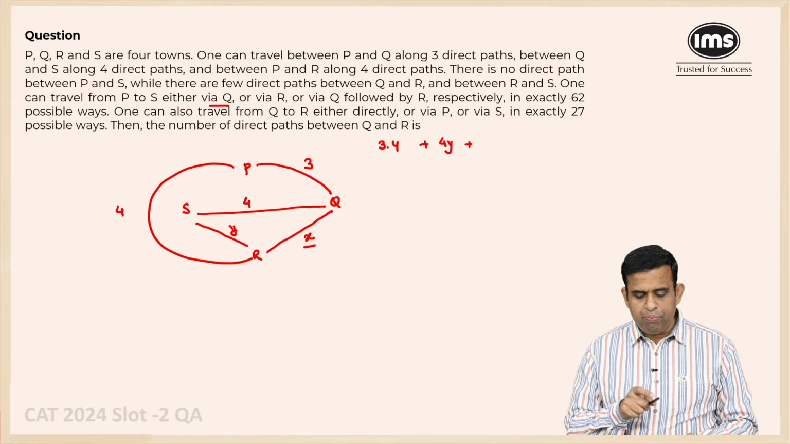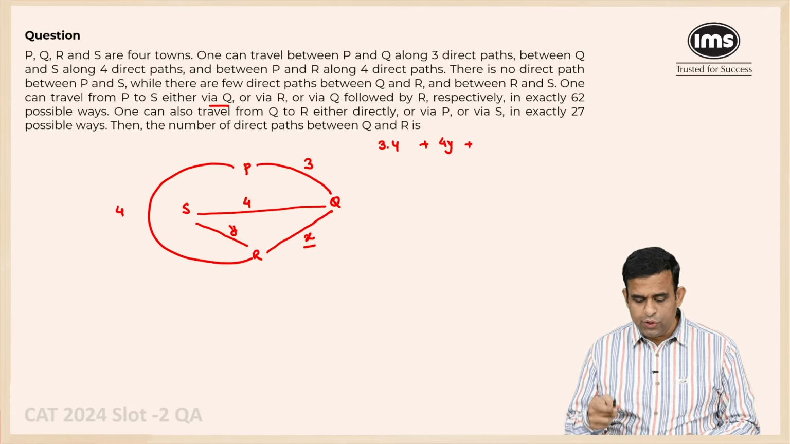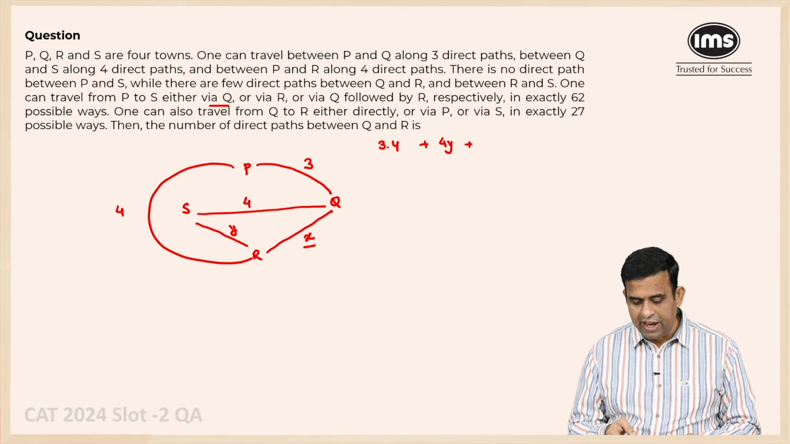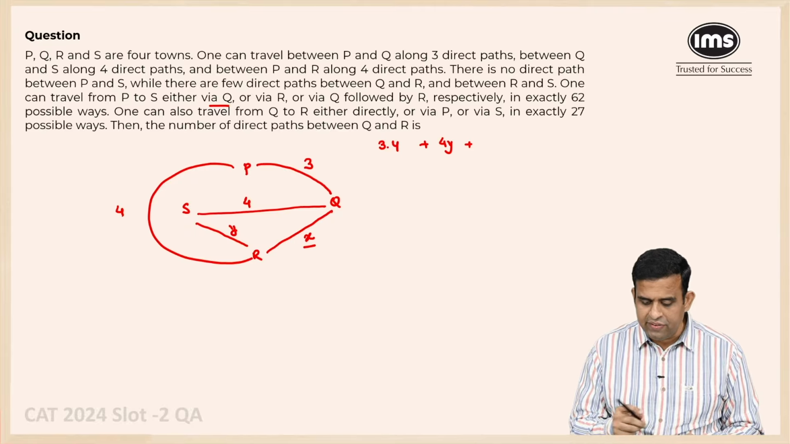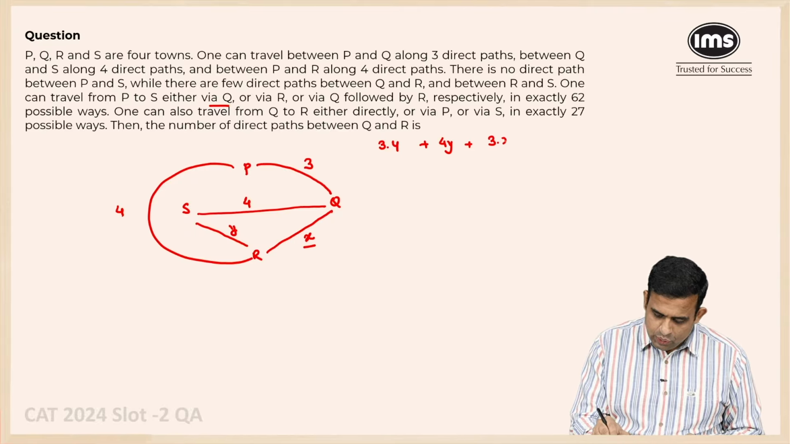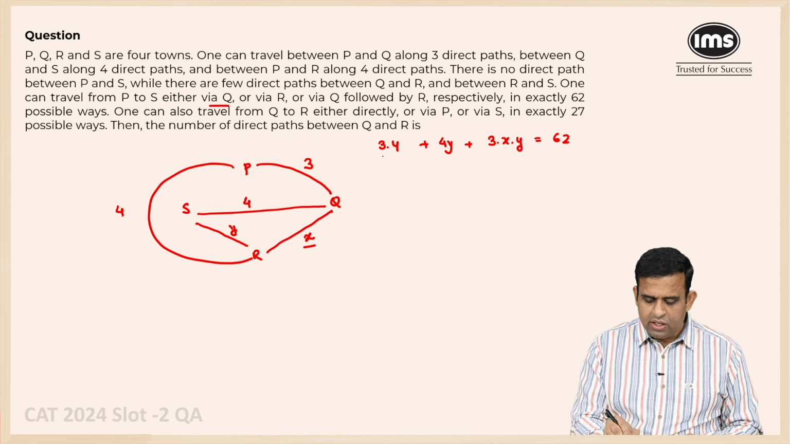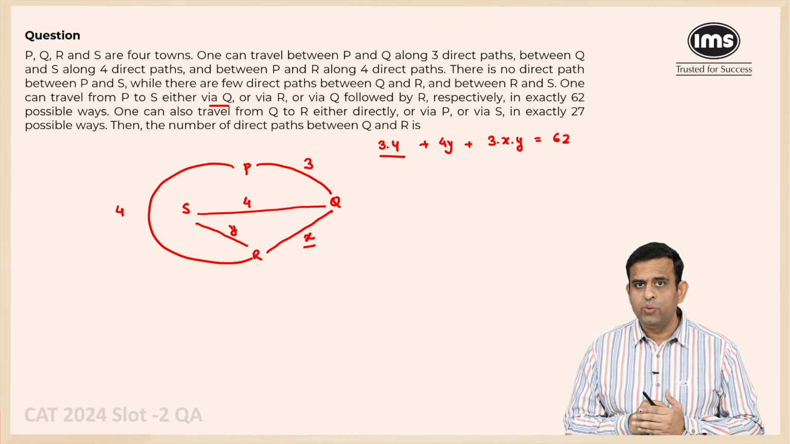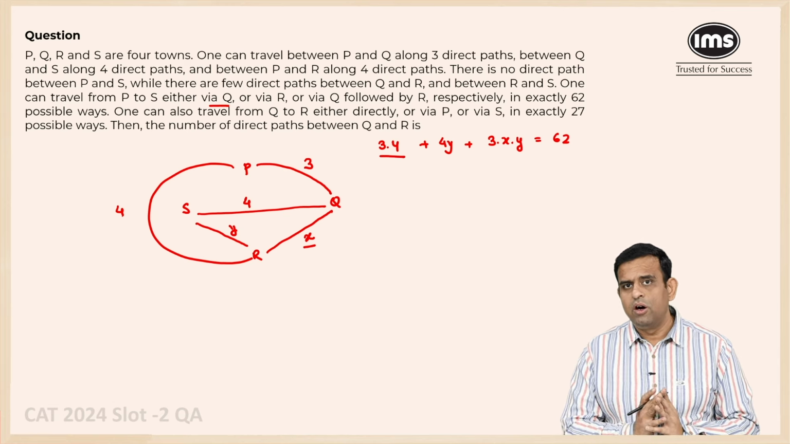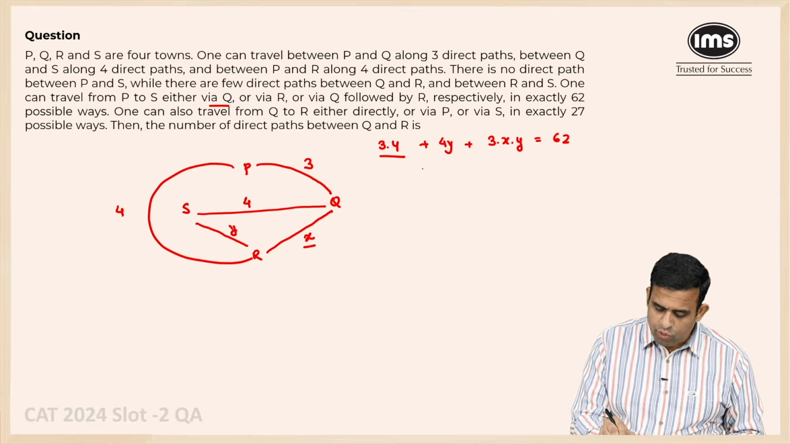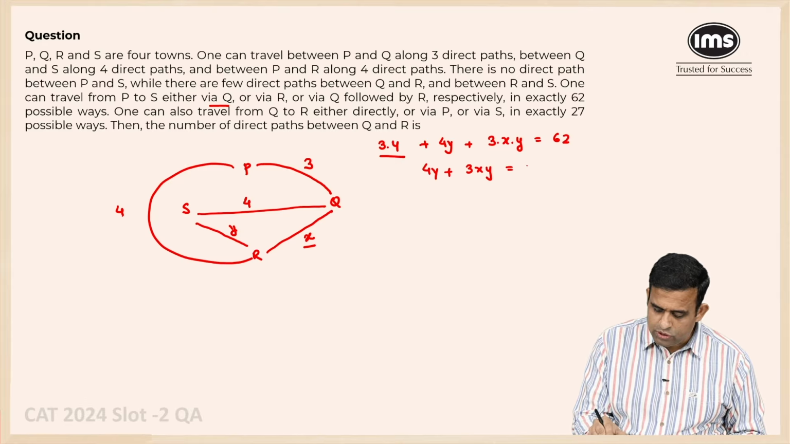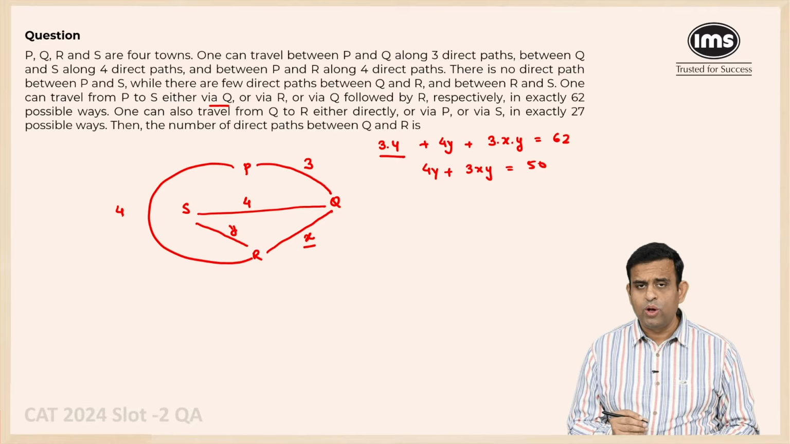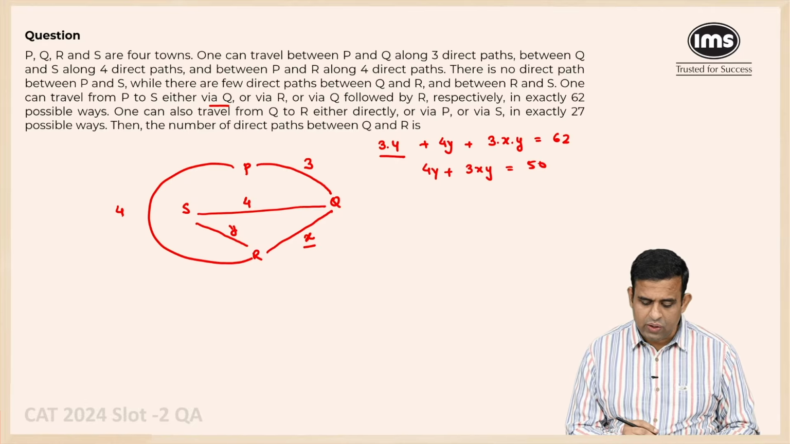Or I can go from P to Q in 3 ways, Q to R in, let's say, X ways, and R to S in Y ways. So another 3 into X into Y. And this must be equal to 62. Now this 3 into 4 happens to be 12. So if I subtract 12 on both sides, I will get 4Y plus 3XY equals 50. That is one of the equations I am getting right now.